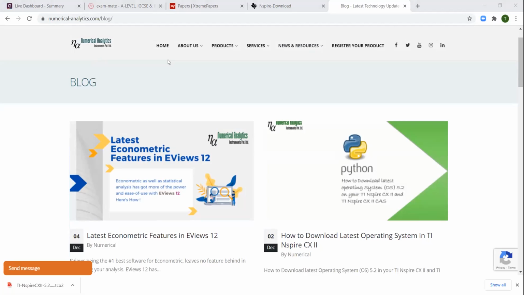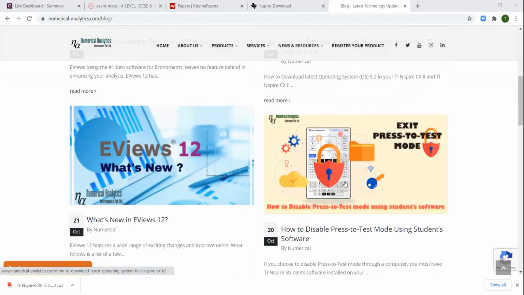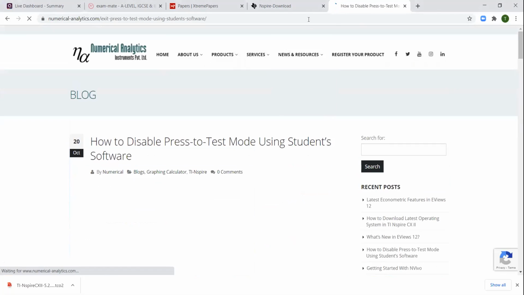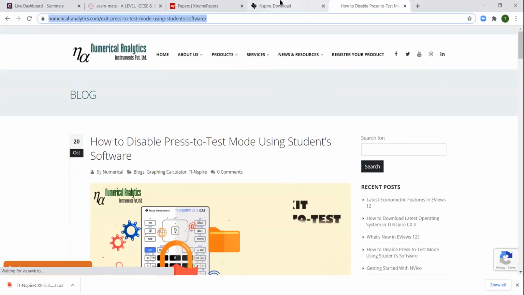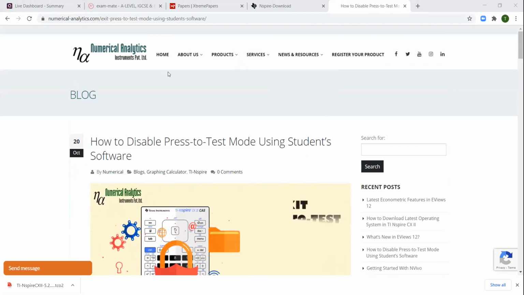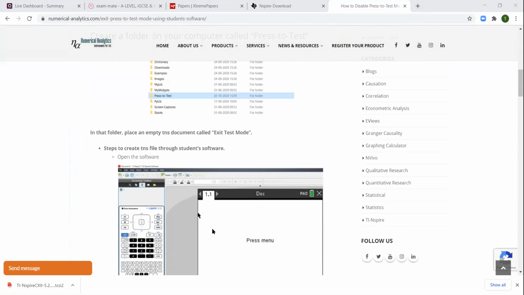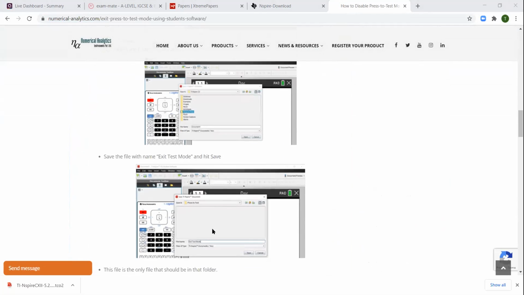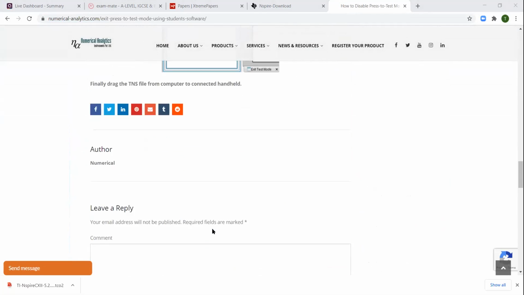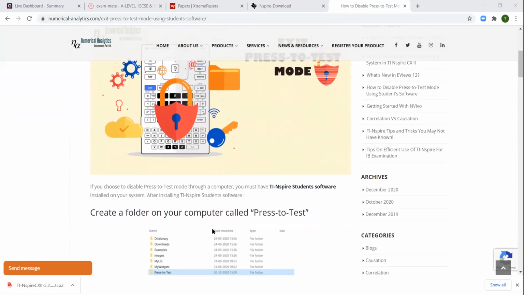There is one question: could you please send the link of how to disable press to test mode in chat? Yes, definitely. Let me just copy this and open the chat. So there is a link for how you can exit from press to test mode. Very easy, 3 or 4 steps to exit from press to test mode.